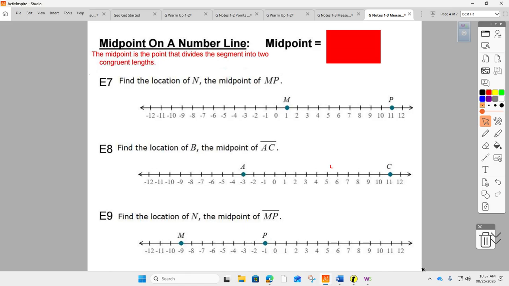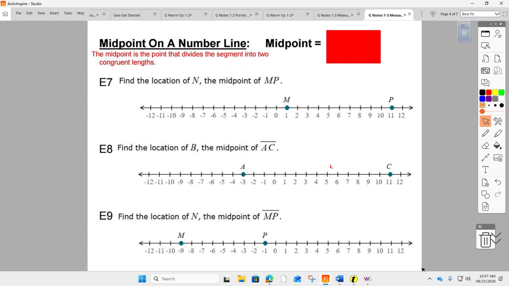So between M and P is 1, 2, 3, 4, 5, 6, 7, 8, 9, 10. So if it's 10 long, the middle point is going to be 5 from either end. Does that make sense? So I can go 1, 2, 3, 4, 5. So I know my answer should be 6. The midpoint, the point that's in the middle of those 2 endpoints, is 6, right?